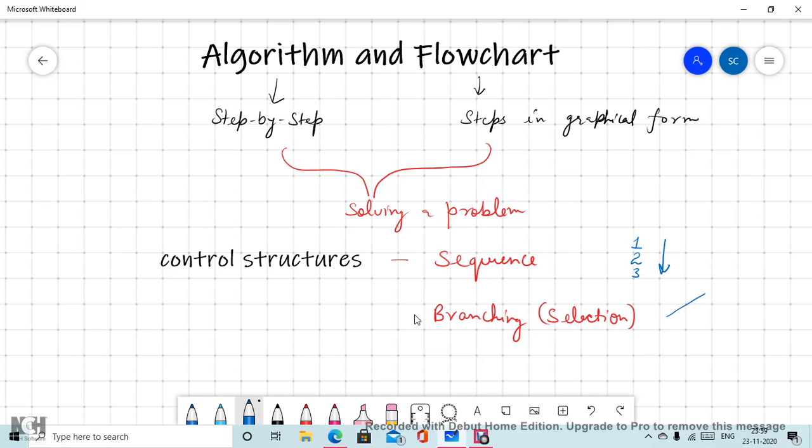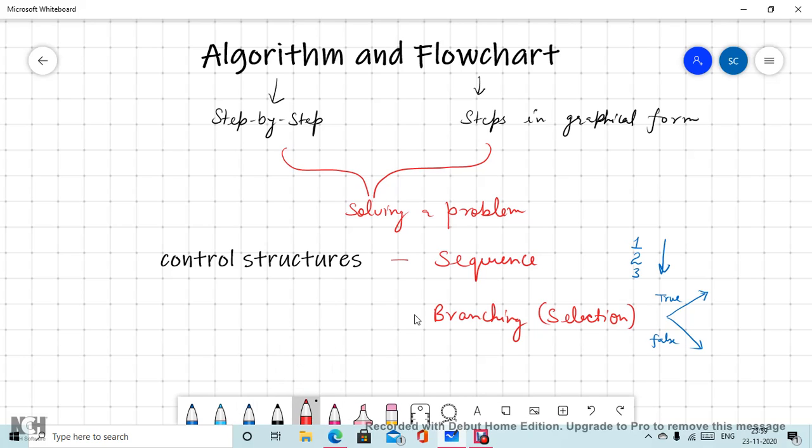If we got true, we'll go in this direction, and if we got false, then we'll be moving in some different direction, right?